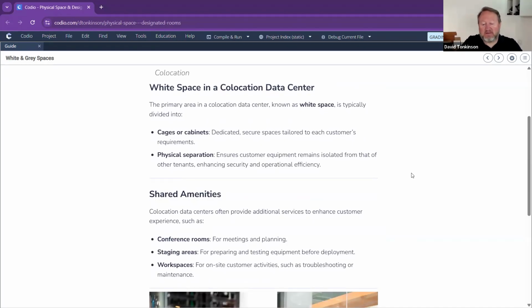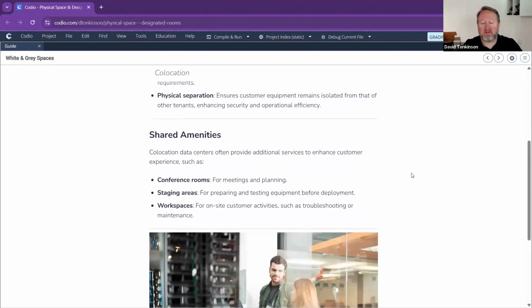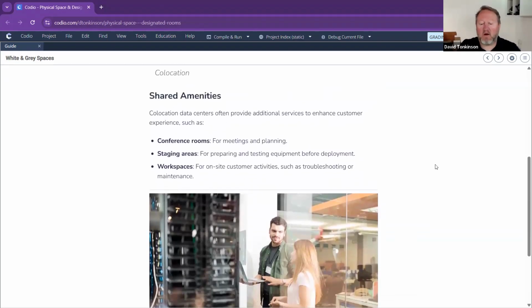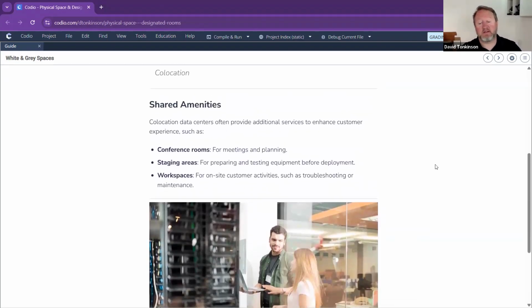Okay, so that's white space. Physical separation is important, and you are literally purchasing cages or cabinets or particular areas of the data center. Within the data center as well, there are shared amenities. Yes, there are areas that multiple people from different companies will actually access. A typical one is the conference room, simply for meeting and greeting people. You can have good old chats, traditional stuff in those.